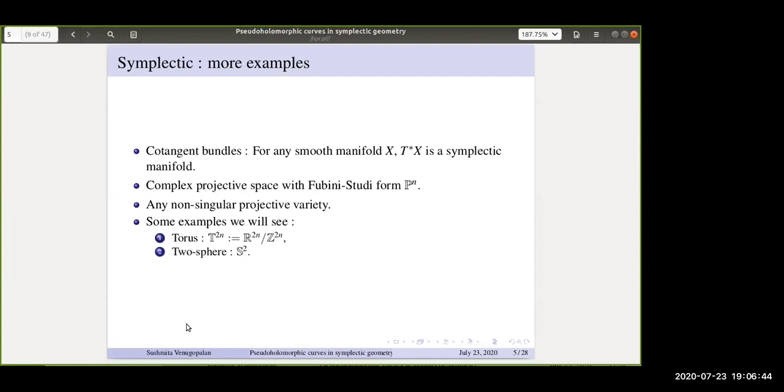Another example which we are going to see is the two-sphere. Let me point out here that the symplectic form, being a two-form on two-dimensional manifolds, just amounts to giving an area form or a volume form. And so on S^2, a symplectic form is just a non-vanishing area form, nothing else.